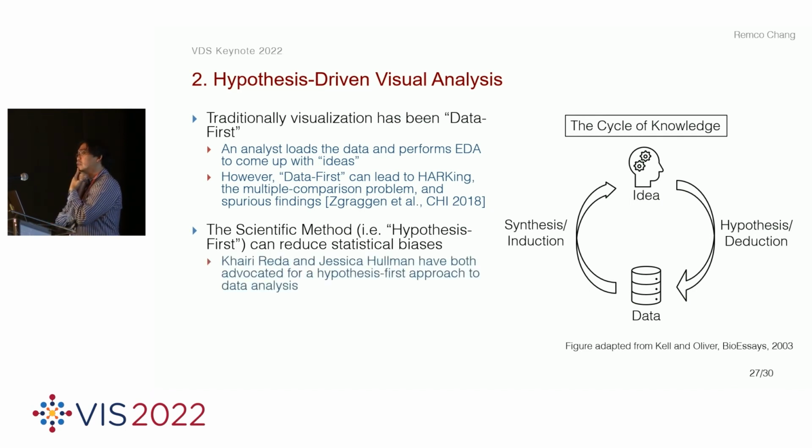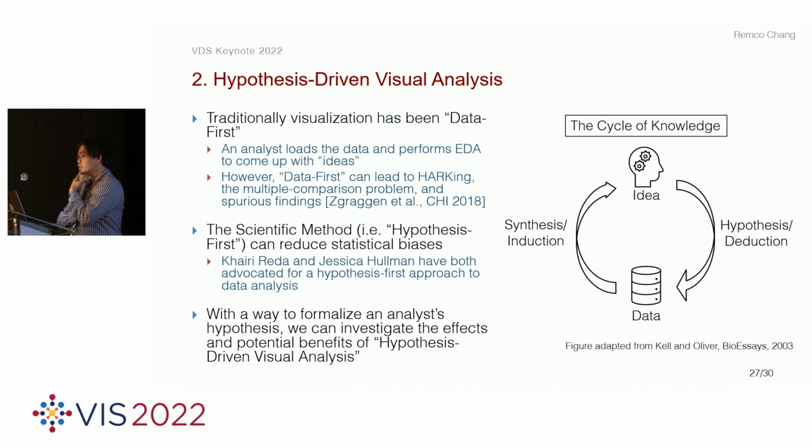So it's not just me that have been thinking about this. Kyrie Rita and Jessica Hallman have both really advocated for thinking about visualization as a hypothesis-first approach. What I'm proposing is that now that we have a way to formalize an endless hypothesis, maybe we can start to investigate the effects and potential of this hypothesis-driven visual analysis. So instead of starting at the bottom, we can now start at the top. We have a short paper that we're presenting at a workshop tomorrow where we start to look into this possibility using students with the vast challenge data set.